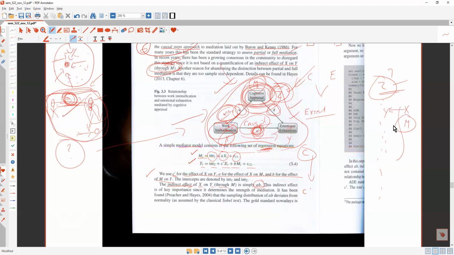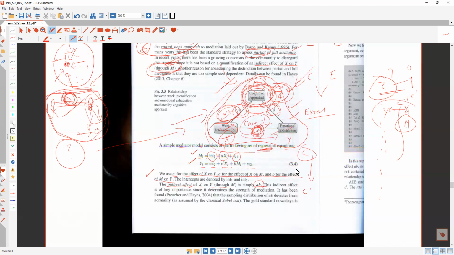X predicts Y, observe the path, then put in an M and observe the path. This goes to C prime. It changes, drops in weight. Full mediation goes to 0. Well, that's never going to happen. Partial mediation, it drops a little bit. But again, if you don't have the substantive support for it, then it's a hierarchical regression, and you don't have any evidence for these paths having any kind of physical connotation.